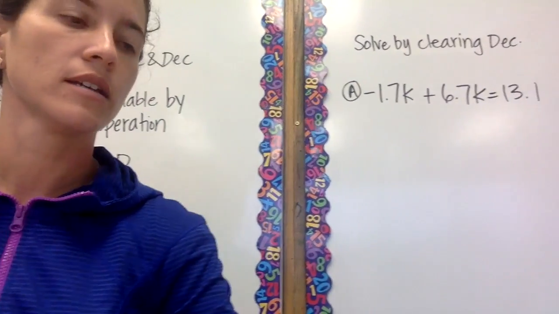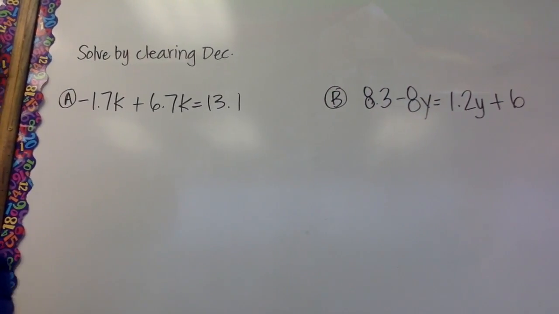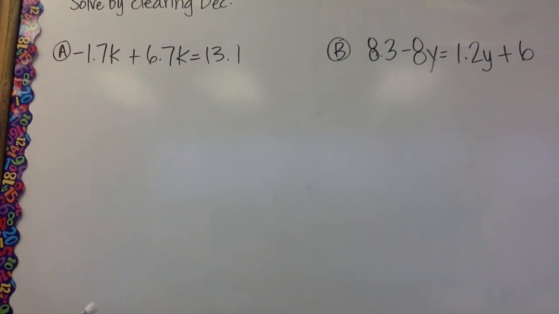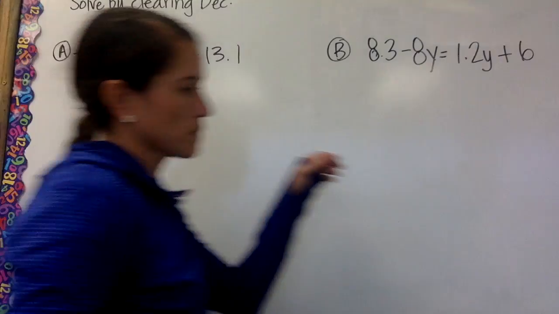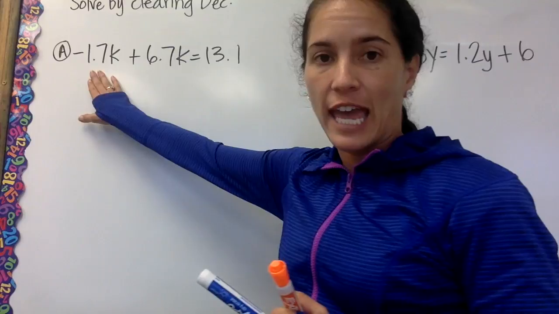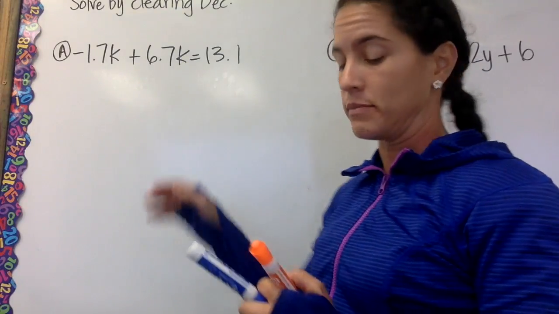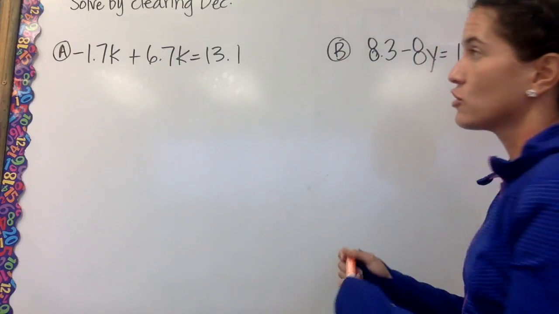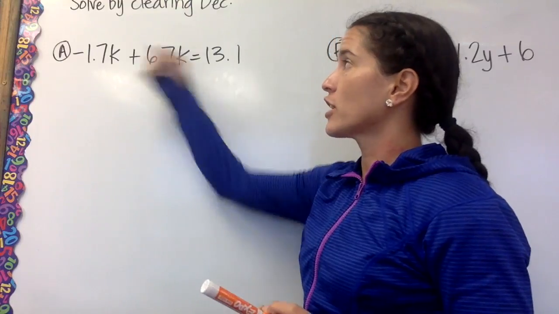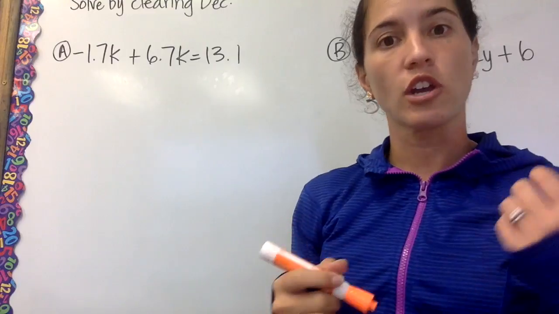Okay, you can copy these examples. Negative 1.7k plus 6.7k equals 13.1. Now, you can add your k's together, but then you're going to have to divide decimals, and dividing decimals can be a lot of work. So let me show you how to clear decimals.